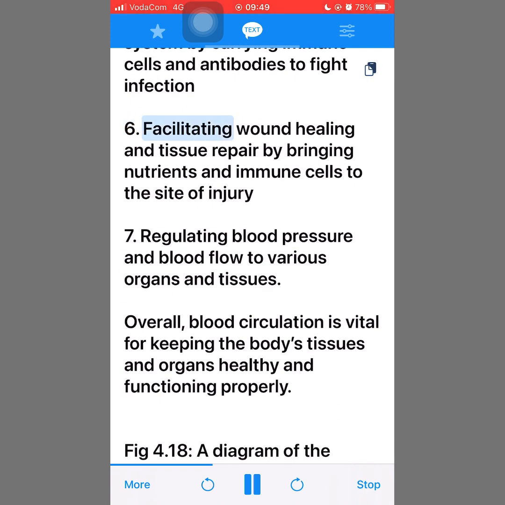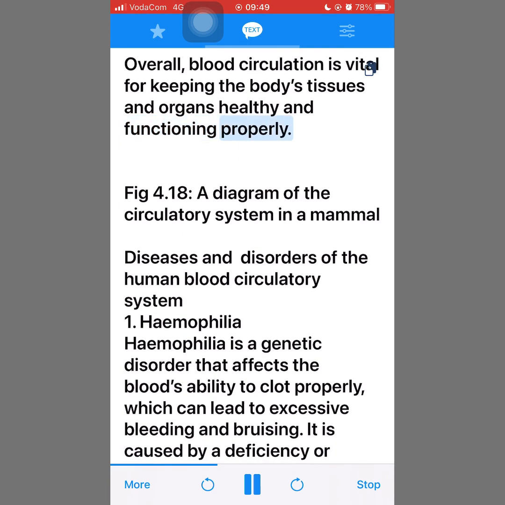6. Facilitating wound healing and tissue repair by bringing nutrients and immune cells to the site of injury. 7. Regulating blood pressure and blood flow to various organs and tissues. Overall, blood circulation is vital for keeping the body's tissues and organs healthy and functioning properly. Figure 4.18, a diagram of the circulatory system in a mammal.